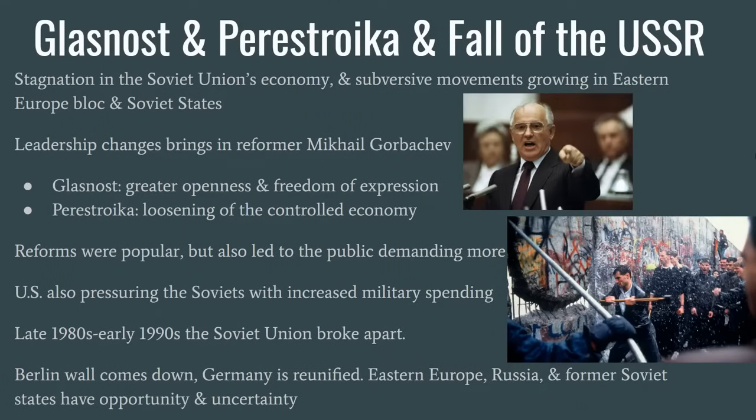Throughout the 1980s and early 90s, another major aspect of the Reagan and George H.W. Bush administrations was the fall of the Soviet Union. In the 1970s, the Soviet Union also experienced stagnation in their planned economy, and there were increasing underground subversive movements in Eastern European bloc countries and Soviet satellite states. After a series of leadership changes in the late 70s and early 80s, the reformer Mikhail Gorbachev took power and brought about two reforms that were meant to revitalize the Soviet Union. The first was glasnost, which meant the Soviet Union would allow more freedom of expression, and also perestroika, which loosened up some state control of the economy.